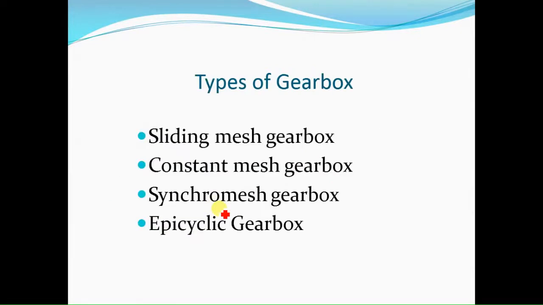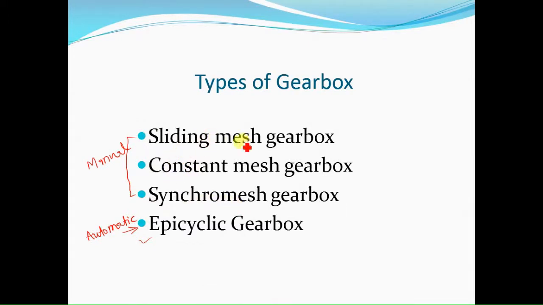Here different types of gearbox are given. These three gearboxes listed here are called manual gearboxes, and this other gearbox is the automatic gearbox, used in automatic transmission systems. The three gearboxes, sliding mesh, constant mesh and synchromesh type gearboxes, are utilized as manual gearboxes.